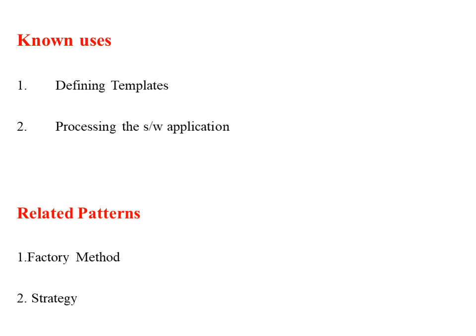Next, coming to related patterns: factory method and strategy. I already told you that factory method defines the abstract classes and subclasses. Strategy defines the algorithms, with the invariant parts of an algorithm, and this is the second related pattern. Factory method and strategy are the two related patterns for this template method pattern.